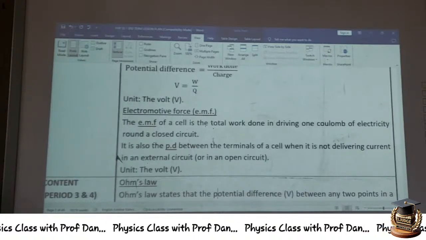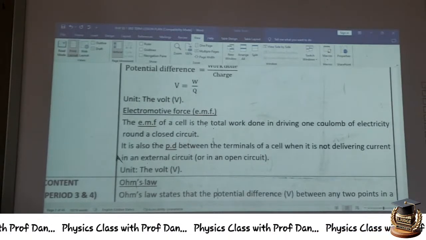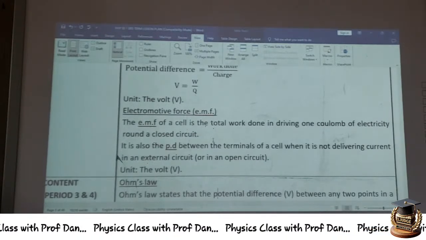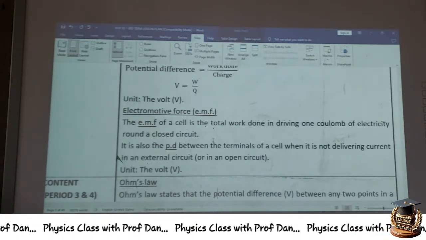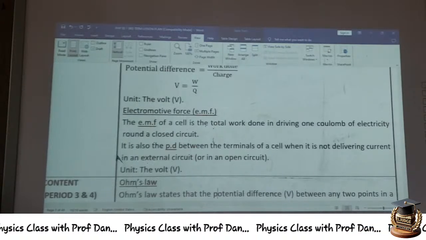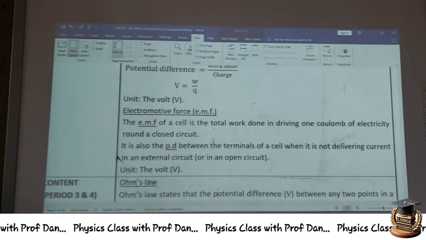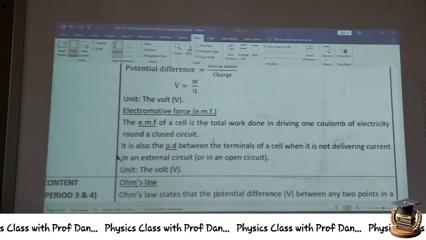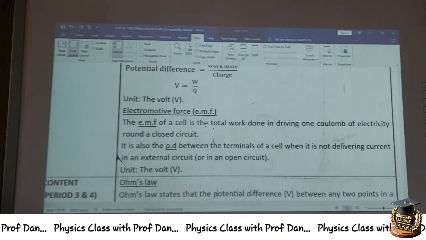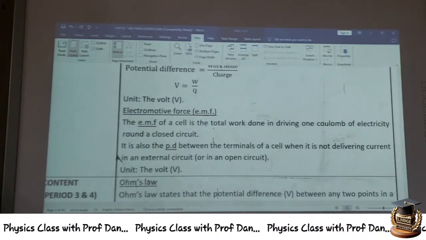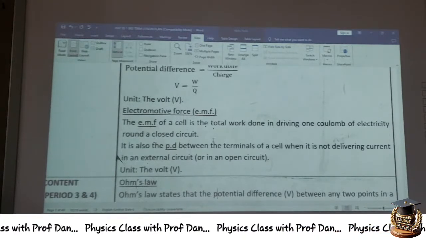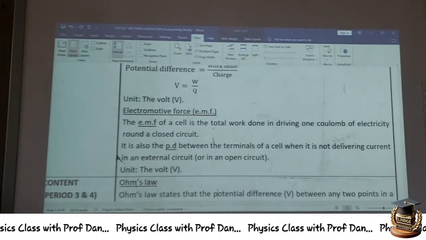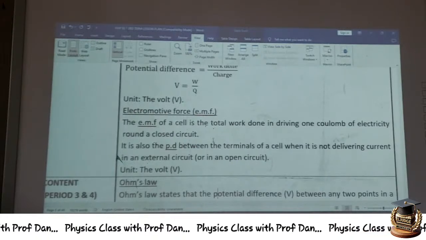Now, for the types of circuit, we have the open circuit. An open circuit is a type of circuit in which the key is open. That means there is no current flowing in that circuit. And we also have a closed circuit. A closed circuit is that type in which the key is closed. A circuit has some components like the source of energy, which can be the battery or the cell. We also have the key, the load, the resistor, the conductor. So all these are components of a circuit.